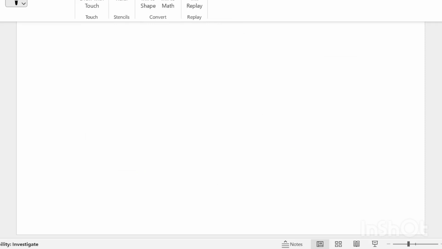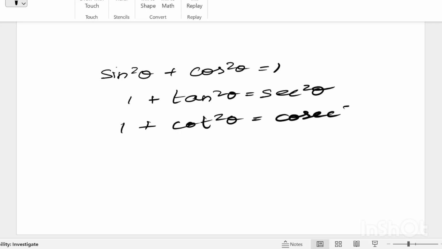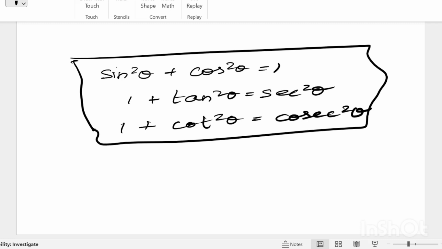Now in trigonometry, there are three main identities which we have to know. Okay, what are they? Sine square theta plus cos square theta is equal to 1. 1 plus tan square theta is equal to secant square theta. 1 plus cot square theta is equal to cosecant square theta. These three are very, very important identities which you should know before getting into solving the sums of trigonometry. Okay.